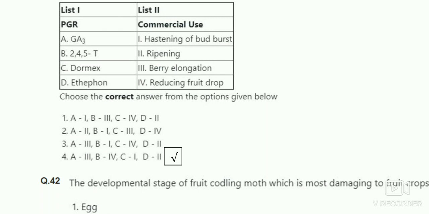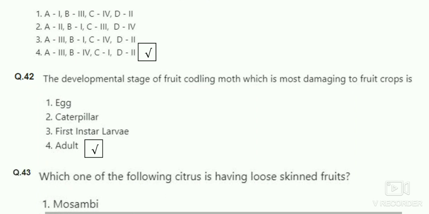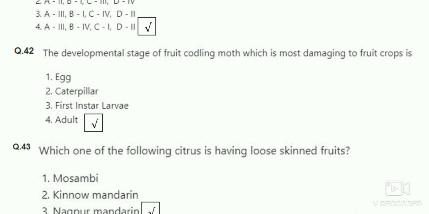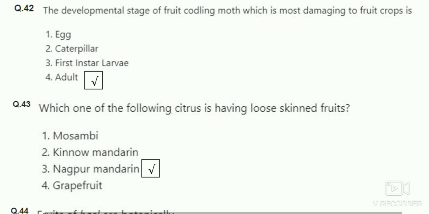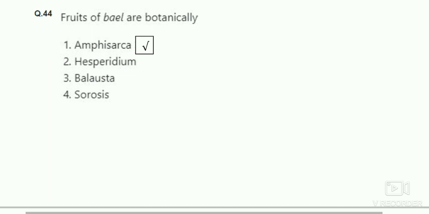Remember this. The developmental stage of fruit codling moth which is most damaging to fruit crops is, so the right answer is adult. Friends, I'm not satisfied with this answer, because in the Handbook of Horticulture new volume, the detail of this one is given as caterpillar, the right answer. But in answer C, the right answer was adult. Which of the following citrus is having loose skin fruits? For Nagpur mandarin, it's common. Fruit of bael is Empisaraka.